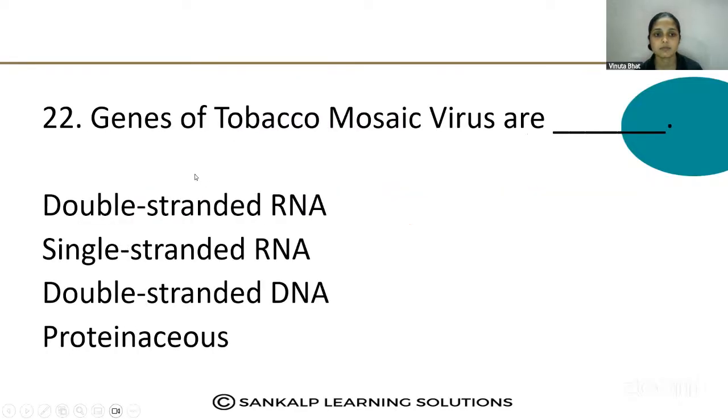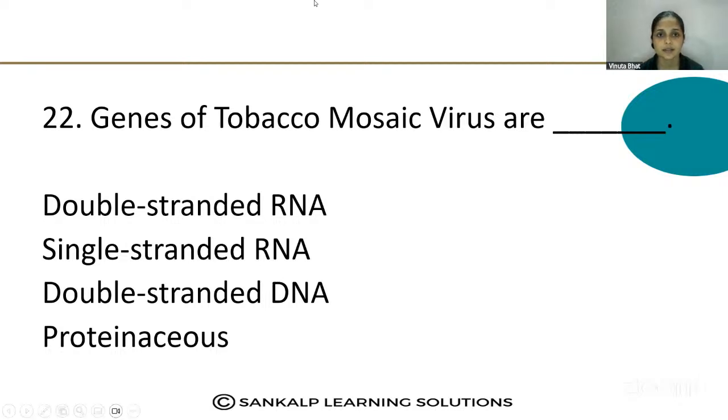Next question. Genes of tobacco mosaic virus are, read the options. Double-stranded RNA, single-stranded RNA, double-stranded DNA, proteinaceous. Yes, genes of TMV. So what type of gene does it contain? Some viruses contain DNA as the genetic material. Some contain RNA as the genetic material, right? But what does the tobacco mosaic virus contain?